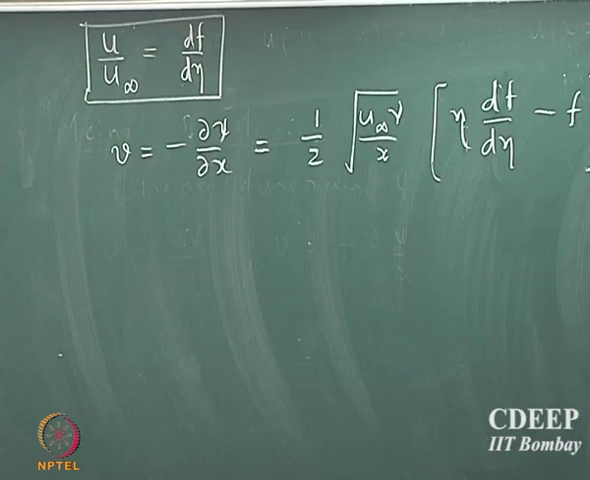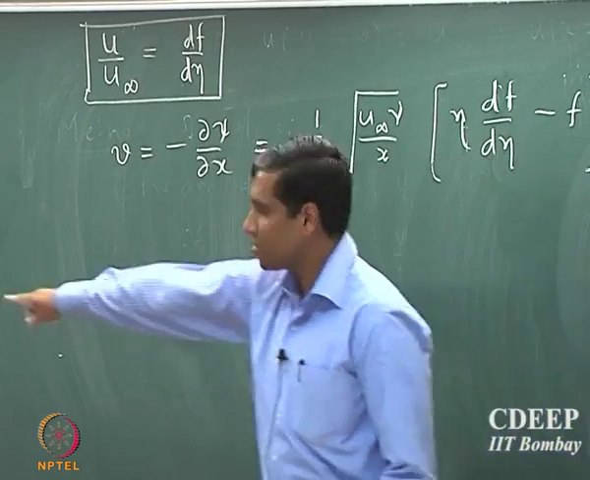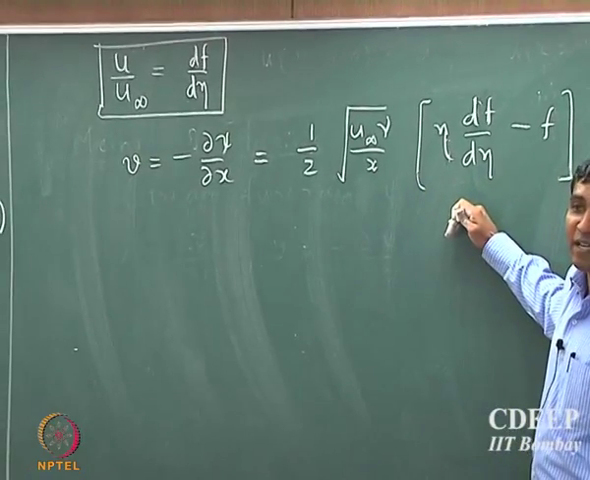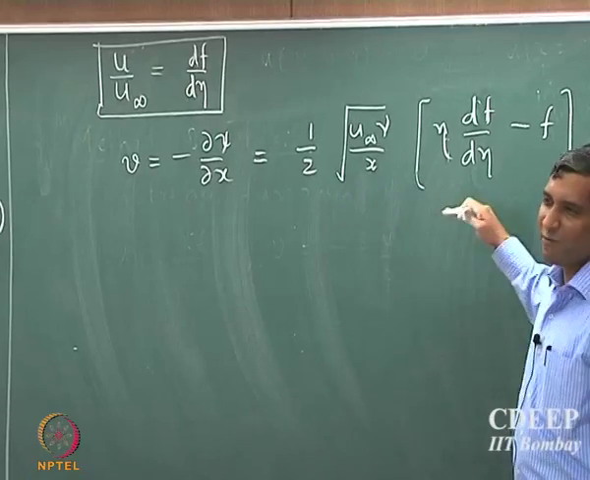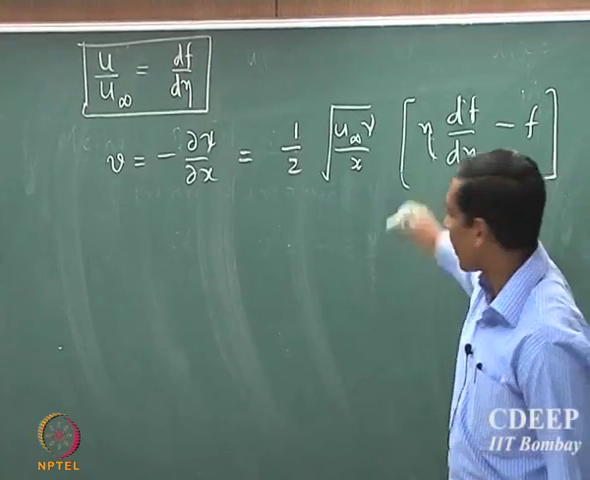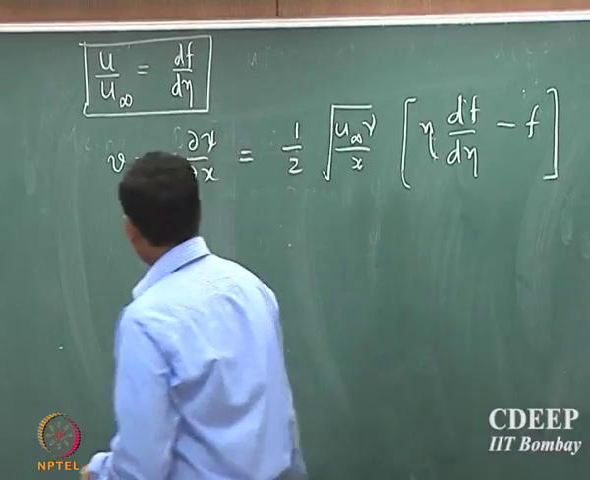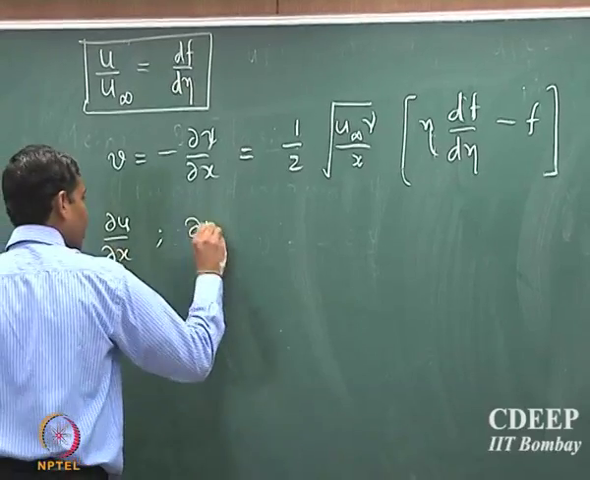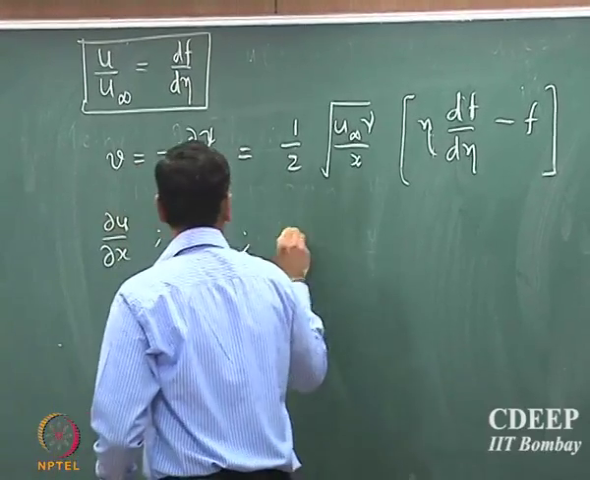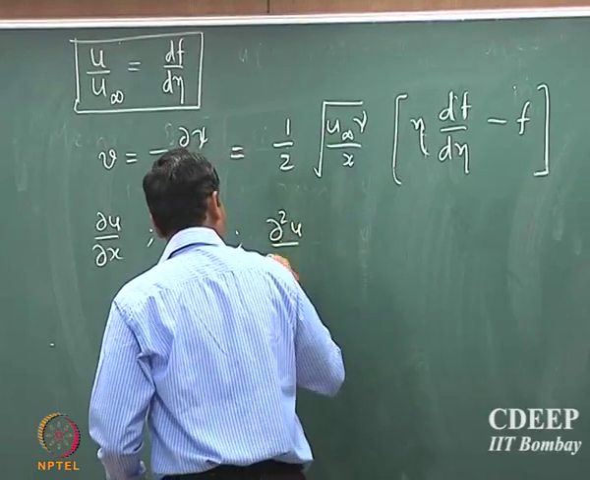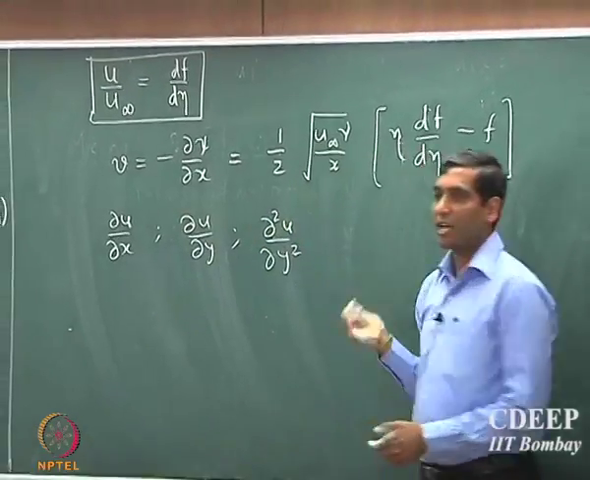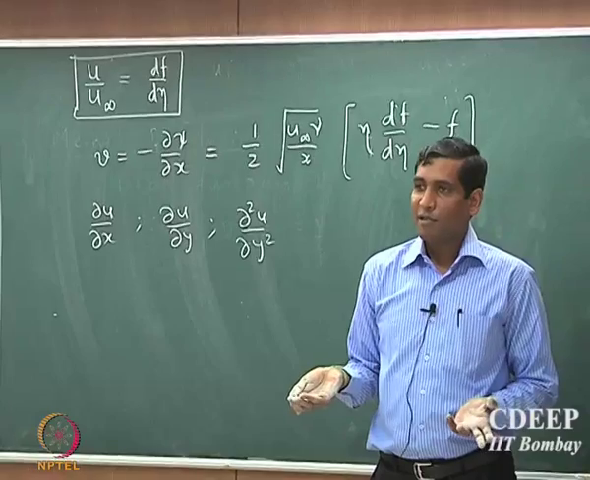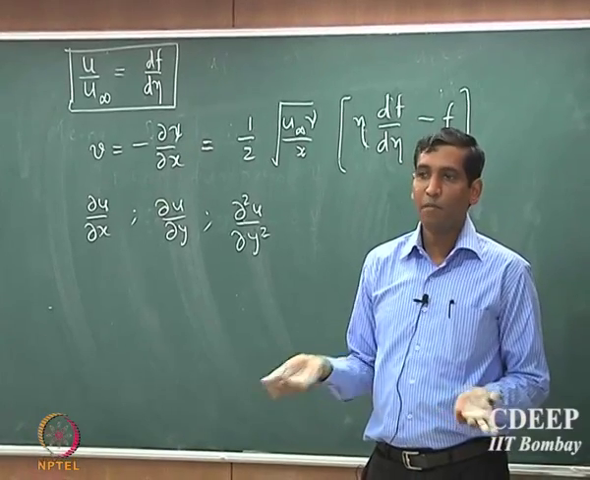I would like all of you to do the chain rule and convince yourself that this is the correct expression for v in terms of the stream function. It's not very hard, it's just a couple of minute exercise. Now I can find du by dx, du by dy, and d square u by dy square. If I know these three derivatives, I have now transformed all the components of the momentum balance.